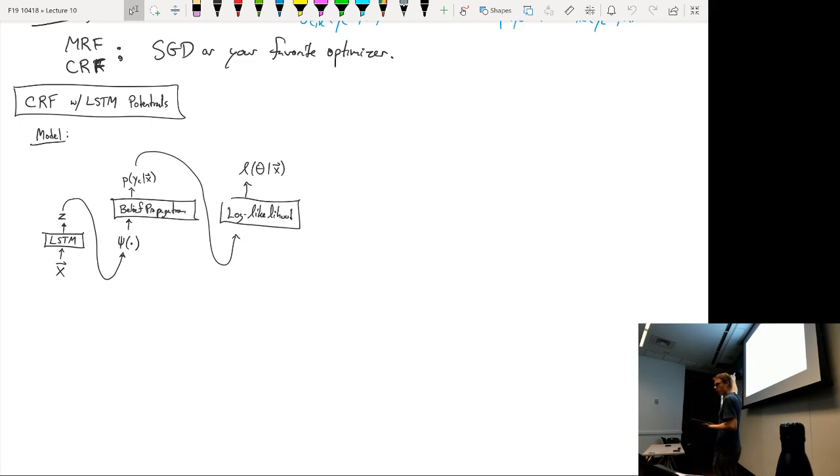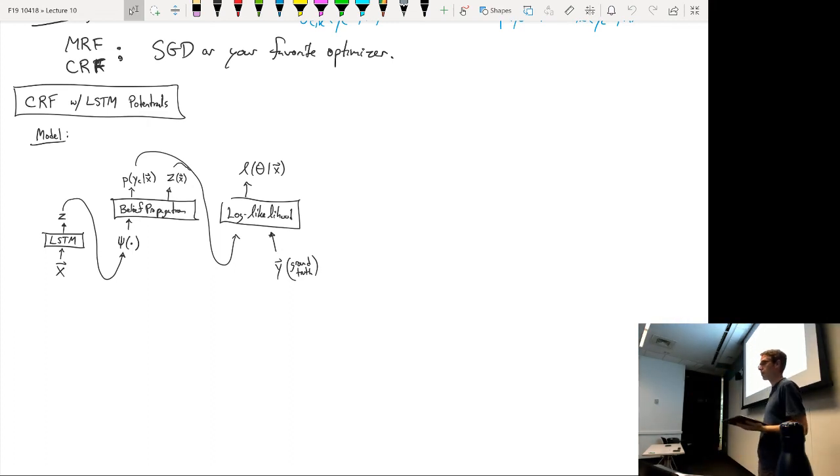To compute a log likelihood, though, we can't do it just based on those marginal probabilities. We also had to have some true value for Y. This is our ground truth Y. And so we feed both the ground truth and the marginal probabilities together to get the log likelihood. Sorry, I should be a little more careful here: the output of the belief propagation is both marginal probabilities and also our partition function, Z of x. Those two together are what we're using to get the log likelihood.